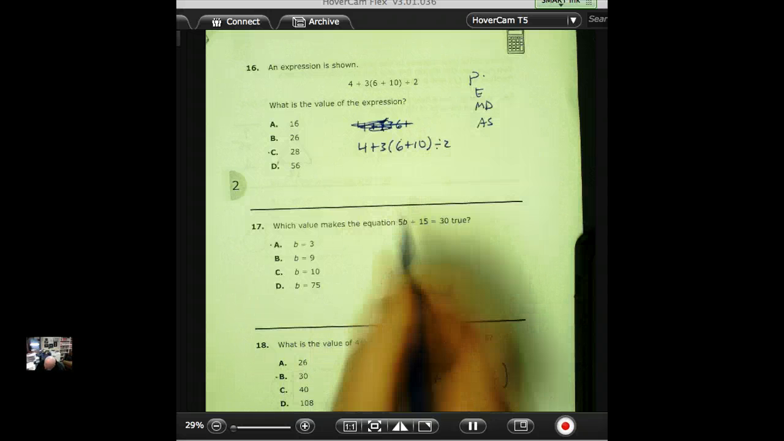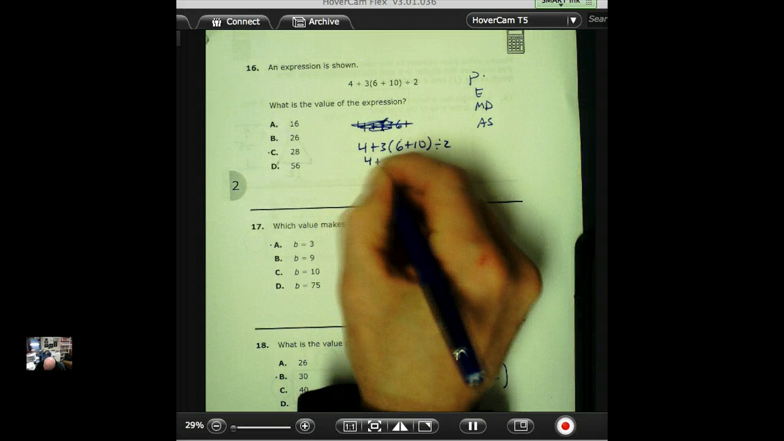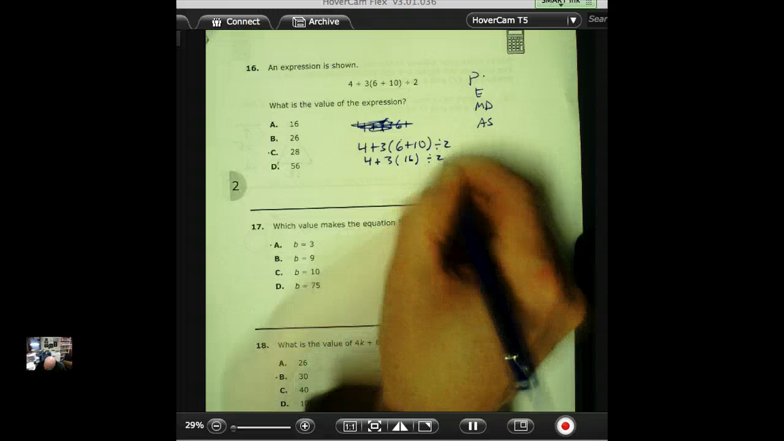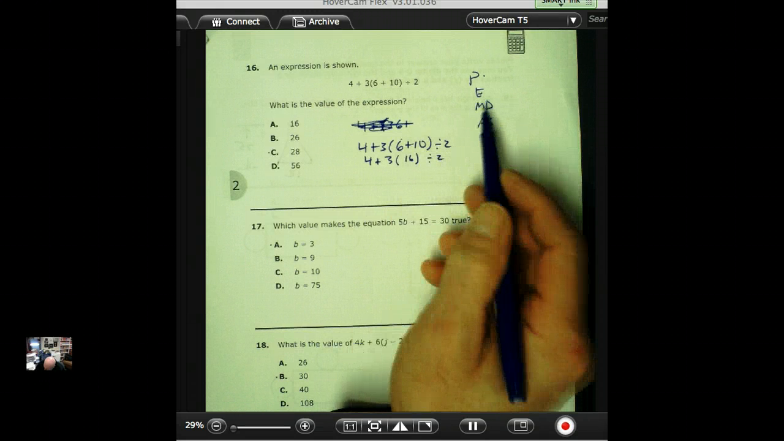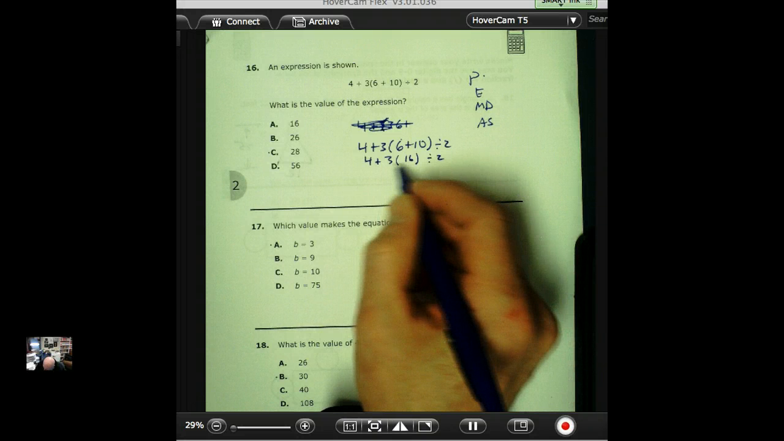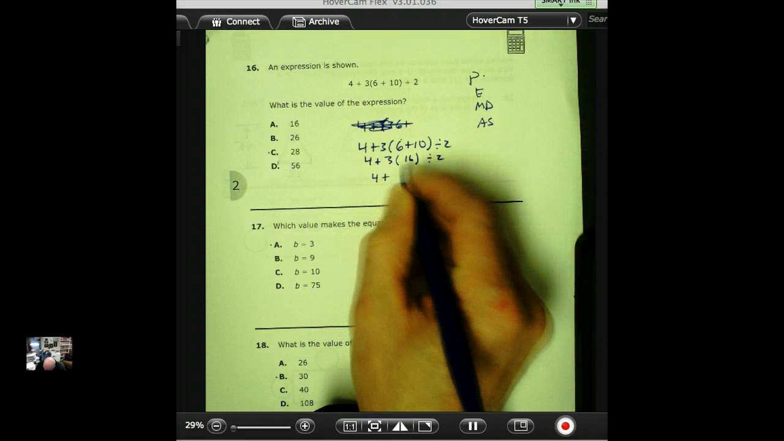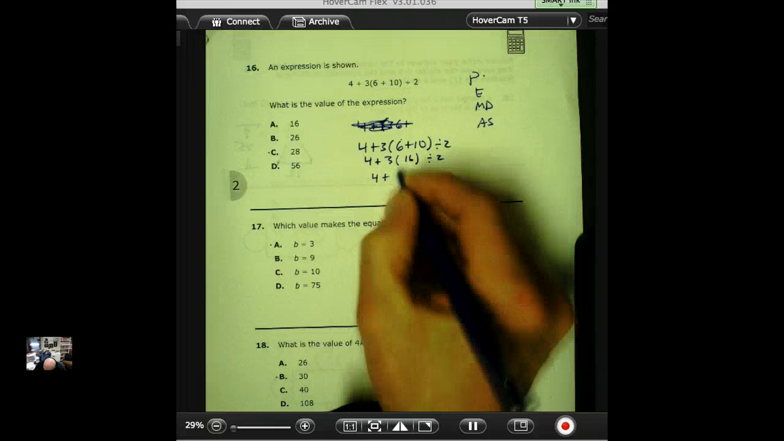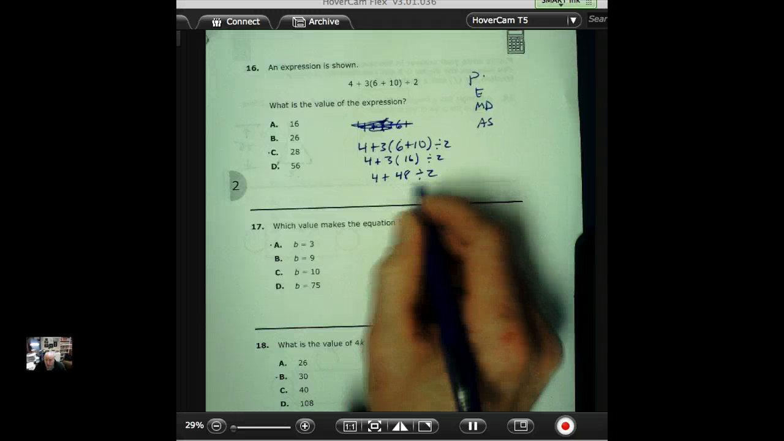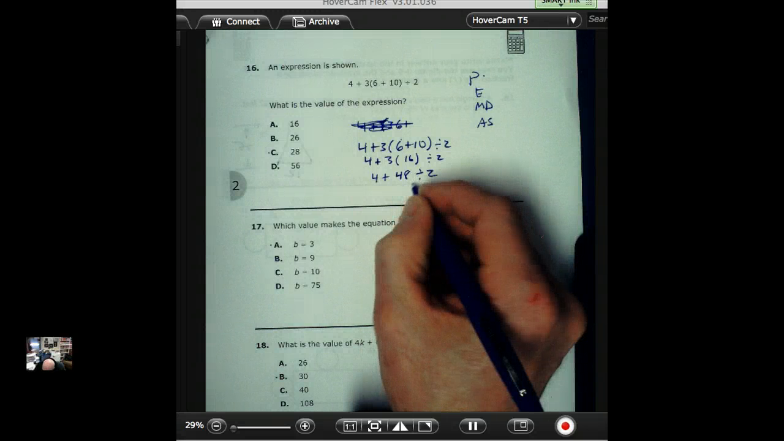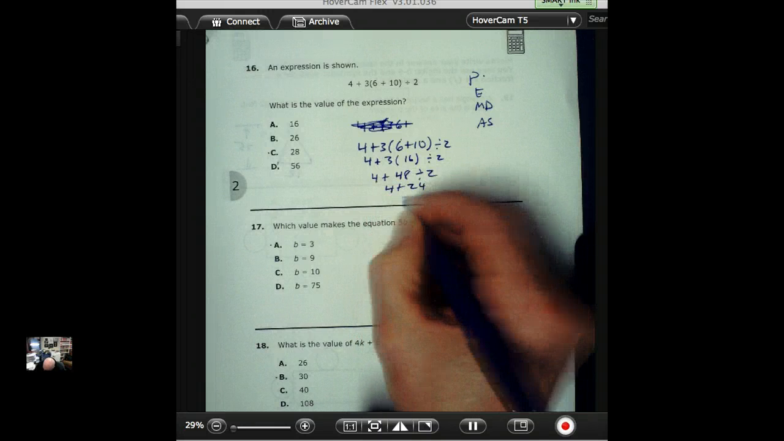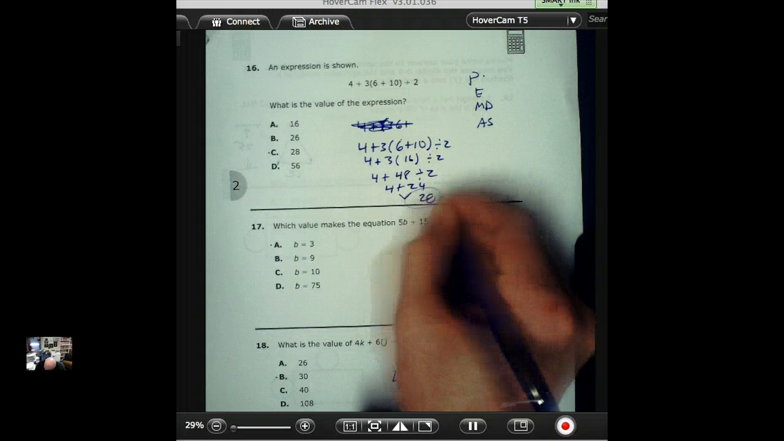All right, so parentheses, got to do that one first. So let me rewrite everything. 4 plus 3, 6 plus 10 is going to be 16 divided by 2. I have no exponents, so I have to do multiplication or division, whichever one comes first. And in this case, it's multiplication right here. So I have 4 plus 3 times 16 is 48, and then divided by 2. Now next I have division, so I'll do that. 48 divided by 2 is 24. So I have 4 plus 24, which equals 28.